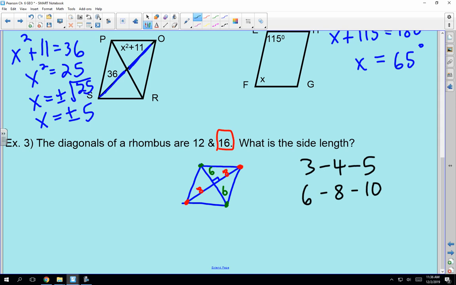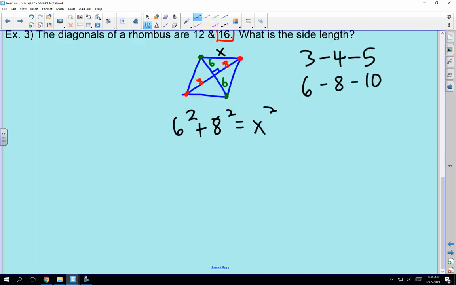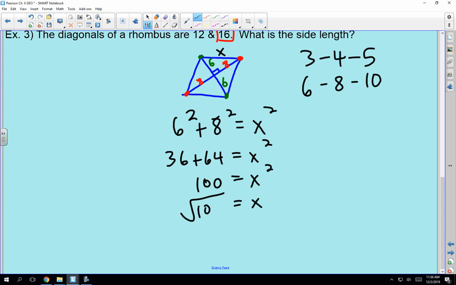If you didn't recognize that it's a 6, 8, 10 Pythagorean triple, what you would do is call this x, and you have 6 squared plus 8 squared equals x squared, and you would solve that for x. So I've got 36 plus 64 equals x squared. 100 equals x squared. In this case, I'm only taking the positive square root of 100. So x equals 10.